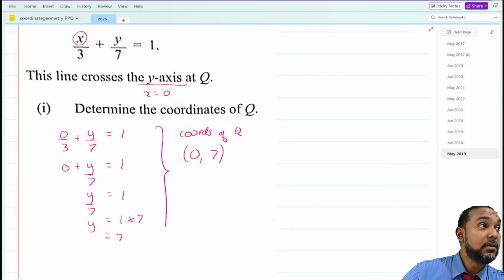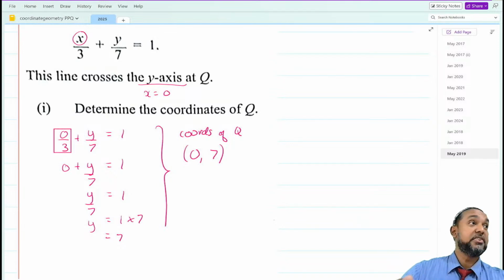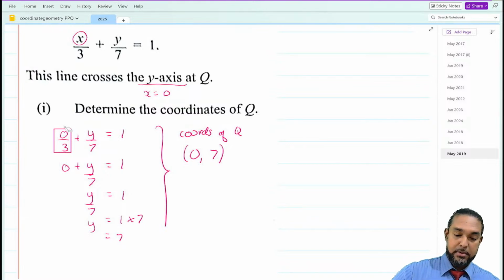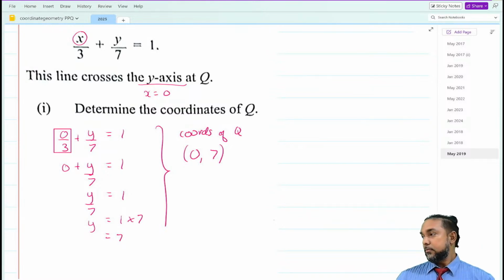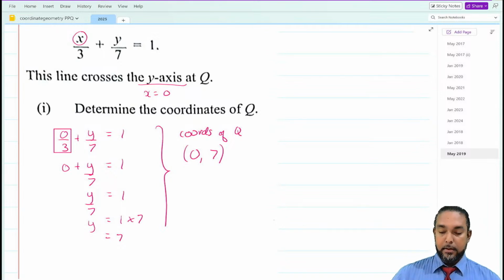So 0 divided by 3, 0 divided by anything is 0, just like 0 multiplied by anything is 0. Right, coordinates of Q. So that's how we find the coordinates of Q.